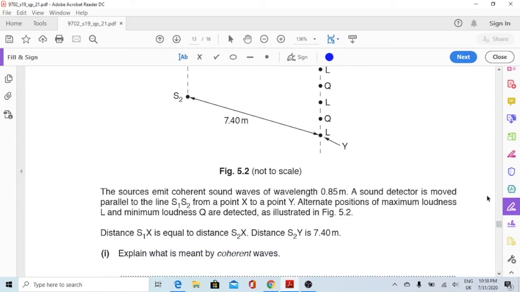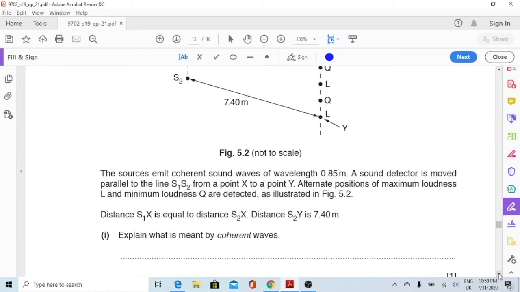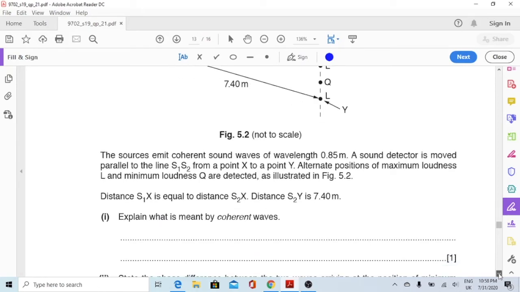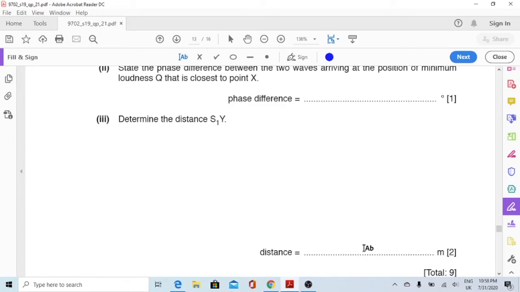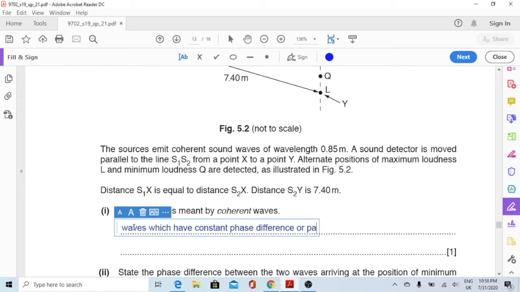Part 1, explain what is meant by coherent waves. So coherent waves are those waves which have constant phase difference, or they have constant path difference. So I'll write that over here. Waves which have constant phase difference, or maybe path difference.